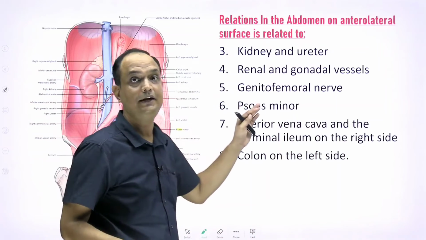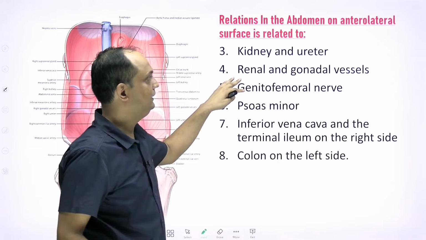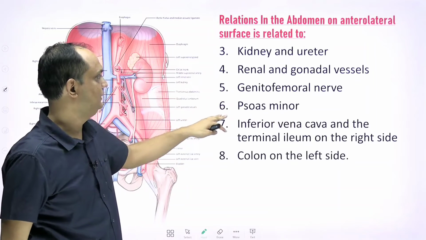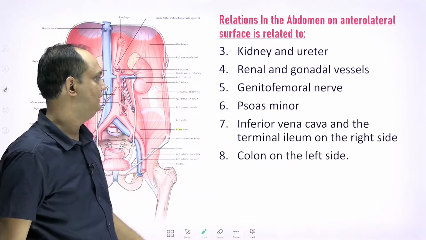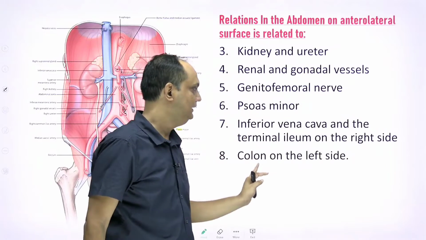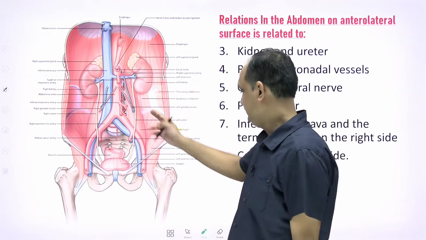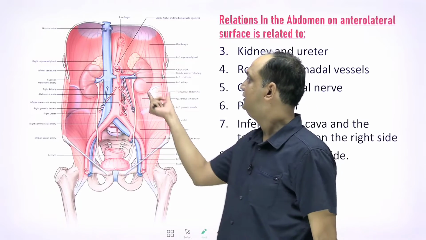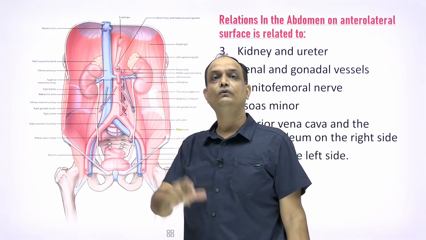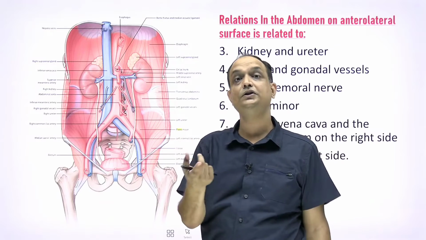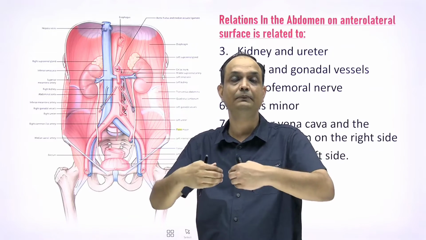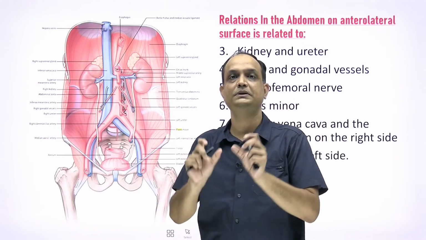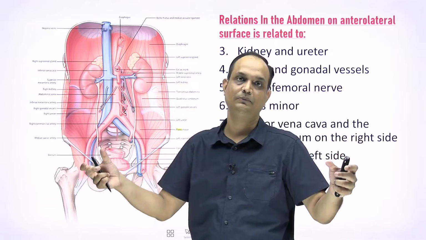Then what are the other relations on the anterolateral surface? You will have the kidney, ureter, renal and gonadal vessels, genitofemoral nerve, psoas minor, inferior vena cava, terminal part of the ileum, and colon on the left side. Now in this image, what are you able to understand? You have seen the kidneys, and when you read the posterior relation of the kidney, you have three muscles from medial to lateral: psoas major, quadratus lumborum, and transverse abdominis.